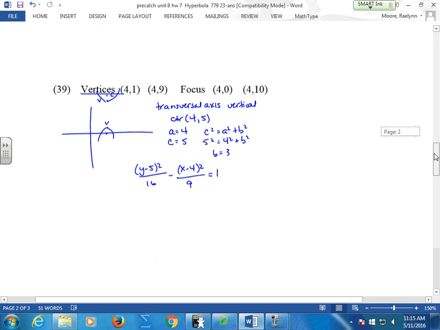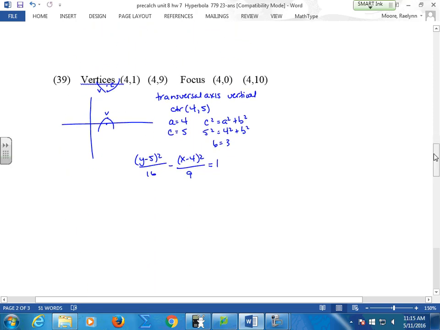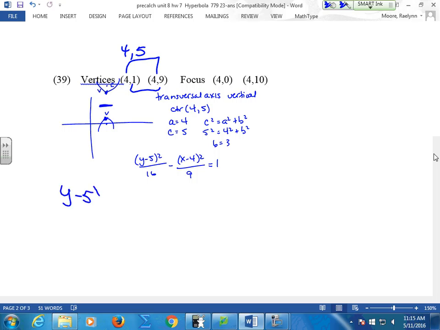Okay, so now, let's see if we can hit this one. My vertices are at 4, 1 and 4, 9. So I know my hyperbola opens up and down. My center is smack in the middle of that, so I take the average, the midpoint. The average of the x's gives me 4. The average of the y's, 1 plus 9 divided by 2, gives me 5. There's my center. And who's my major axis? Who's going to come first? Y. So y minus 5 squared minus, and start just like this, x minus 4 squared equals 1 over, the A comes first, then the B.